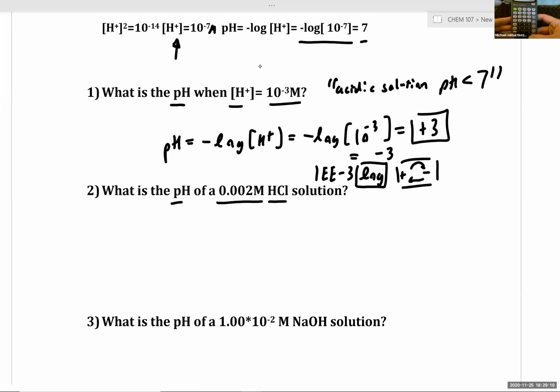Then you just hit the sign change button to account for the negative sign, and that gives us 3 as our final answer. And the sign change button is right here. Oh, I get it. Okay. Does that make sense? Yes, got it.